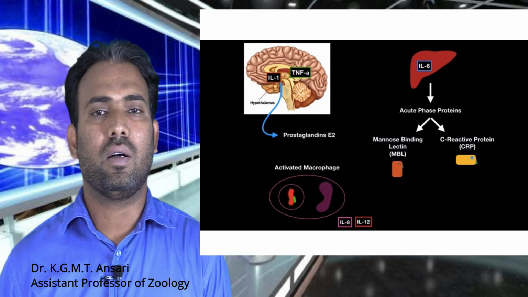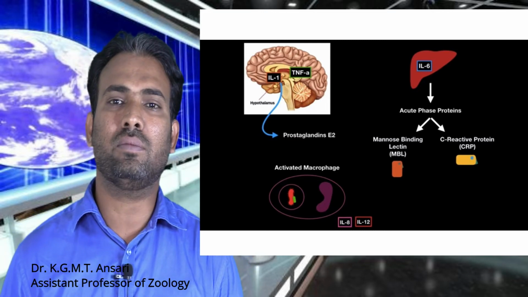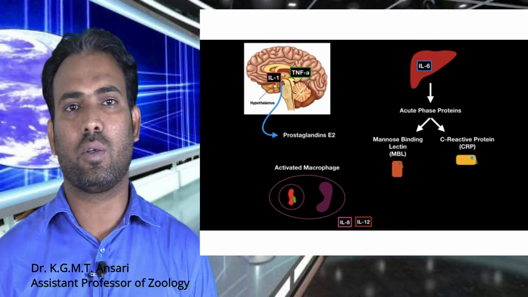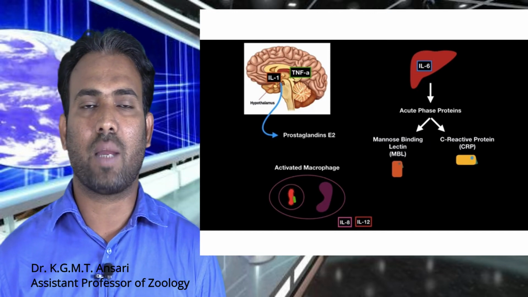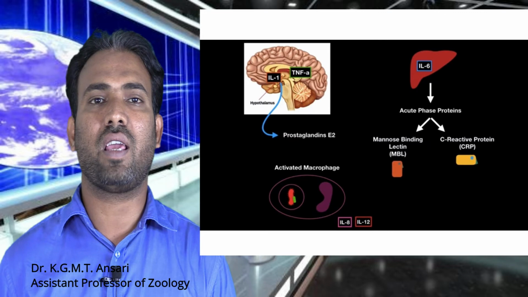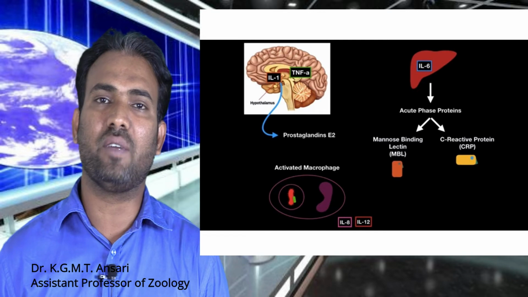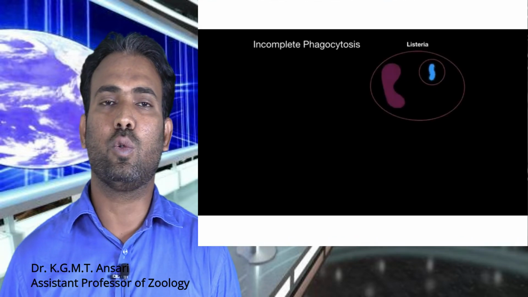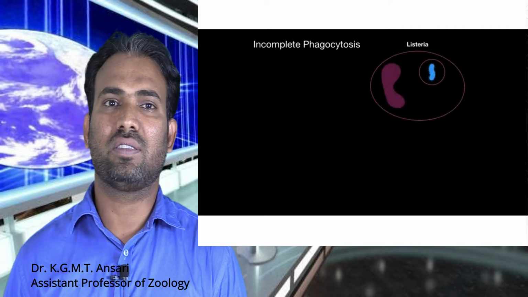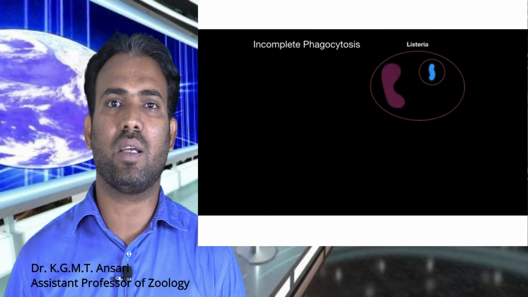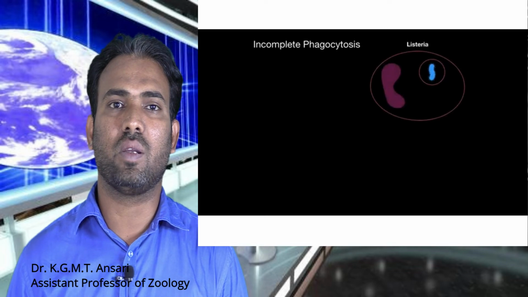Once we have completed the phagocytosis action, we must also know that some intelligent bacteria or microbes have the capacity to escape from these phagocytosis actions. Particularly here I am showing incomplete phagocytosis. I am taking 2 bacteria. The first one is Listeria. Once the first step, binding, happened, the second step, engulfment, happened, and after the engulfment the temporary cell wall is made.